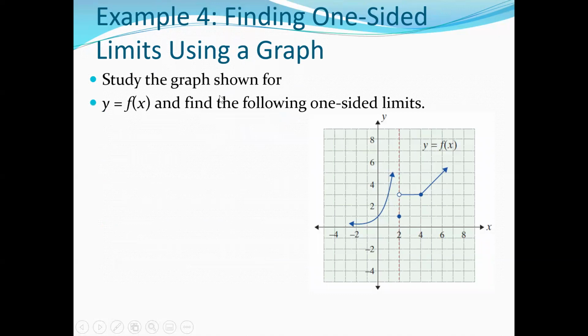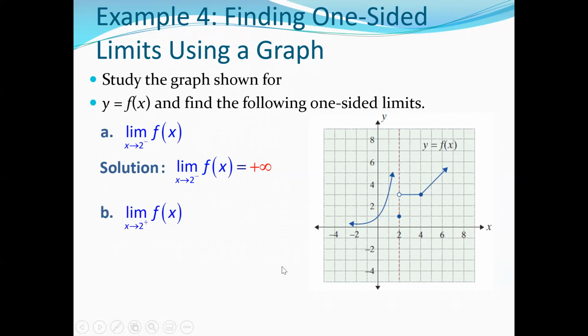To study the graph shown for y equals f at x, we can find the following one-sided limits. Let's say we are looking for the limit of f at s as s approaches 2 from the left. The solution here will be positive infinity. We can see from the graph that it goes to positive infinity. Now, if s approaches 2 from the right, then the answer will be 3.